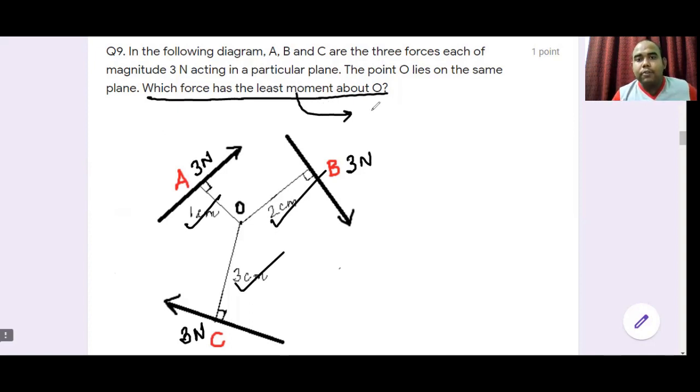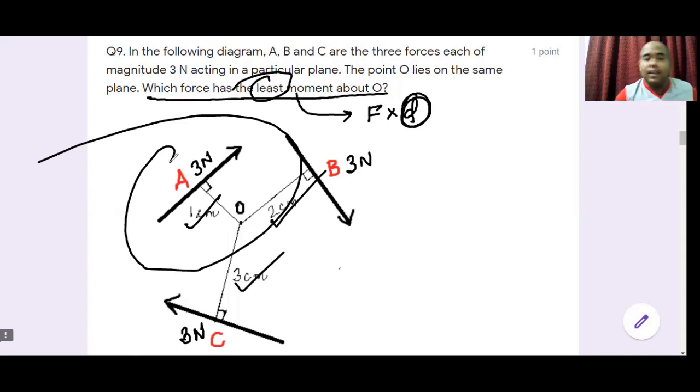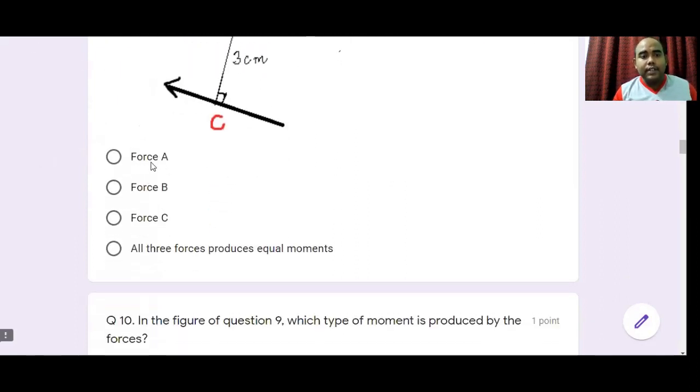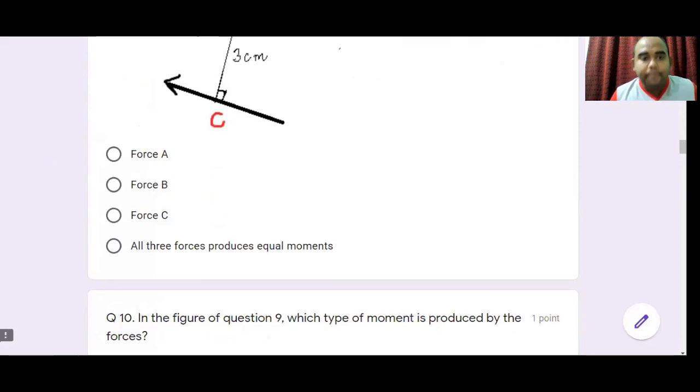तो moment of force का फॉर्मूला मैं बार बार बोल रहा हूँ, वो force into perpendicular distance है. तो perpendicular distance जब कम है, moment of force भी कम है. तो least moment of force उस force के द्वारा होगा जिसका distance भी least होगा. किसका distance least है? Force A. So the answer to this question is force A. Okay, moving to the next question. So you have to select this first option, force A.